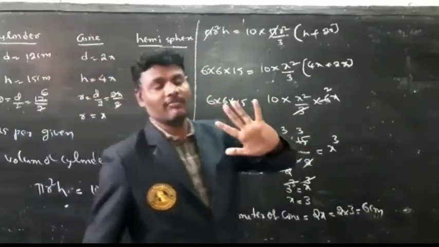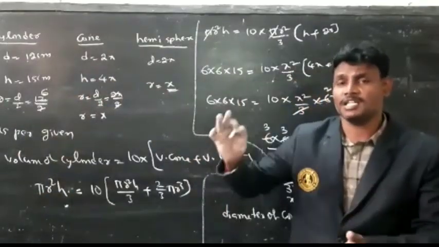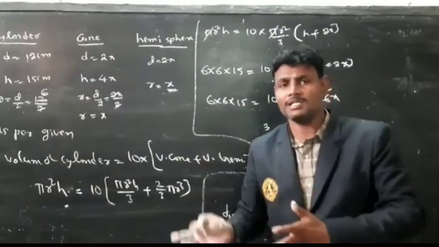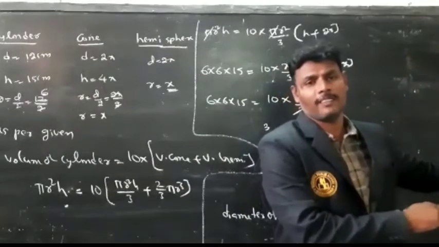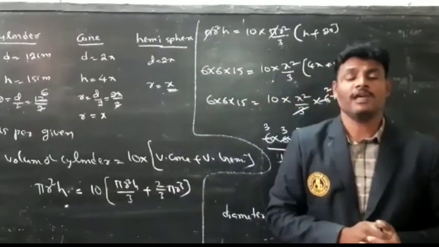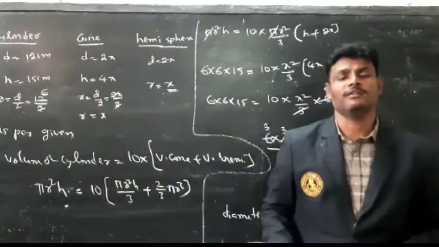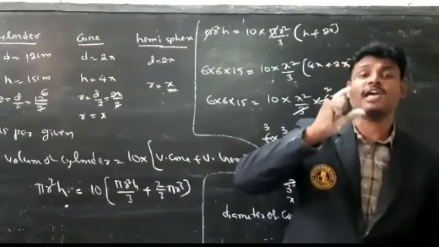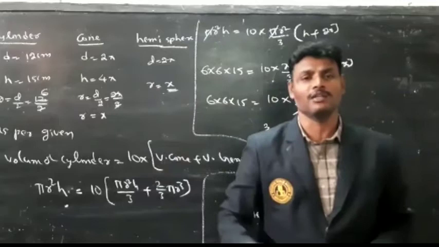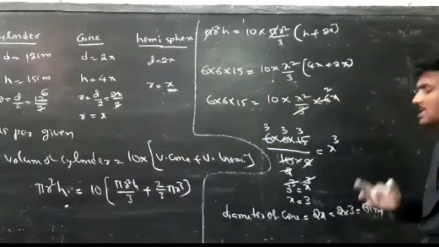Here, what is the concept of this question? The concept of this question is that one cylindrical container is completely filled with ice cream. That ice cream is distributed to 10 children by forming a cone and hemisphere. Here I don't know the diameter of the cone. The height of the cone is twice the diameter of the cone. So you have to find the value of the diameter. So finally, the value of the diameter of the cone is 6 centimeters.